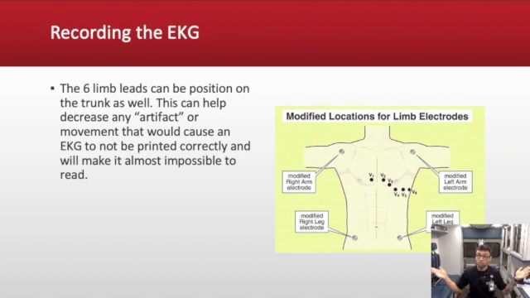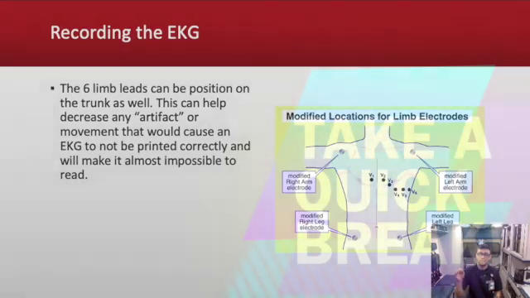Artifact is something like if we were in the back of an ambulance, for example, driving down a bumpy road. We're not going to be able to get a good tracing and read this EKG. There's been times where we've had to stop at a stop sign or pull over so that we can actually read the EKG. So I find it easier, and other paramedics or you in the hospital might find it easier, to put those limb leads on the trunk itself. Up by the clavicles, down near the pelvis, you're going to decrease the chances for that artifact.